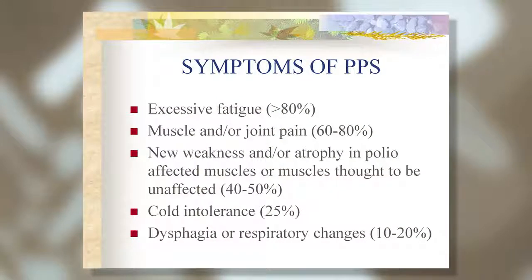The symptoms of post-polio syndrome are excessive fatigue, that's the one most commonly seen, muscle and or joint pain, new weakness and or atrophy in polio-affected muscles, or muscles that were thought to be unaffected, although those usually have just been affected to a lesser degree. We also see cold intolerance, and in a subgroup of patients, problems with swallowing and respiration.